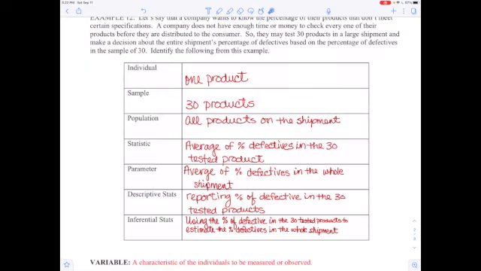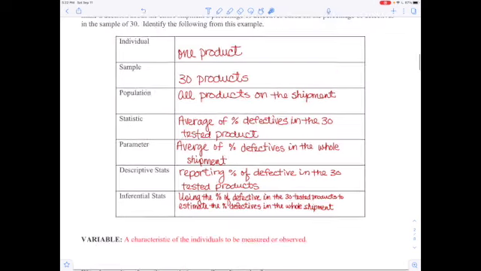Statistics is talking about the average of the percent defective in the 30 tested products. Then the parameter is the average of percent defective in the whole shipment, and then the descriptive statistics is reporting the percentage defective in the 30 tested products. So if you notice, statistics and descriptive statistics are really similar, okay? And then the parameter is the average of percentage of defective in the whole shipment.